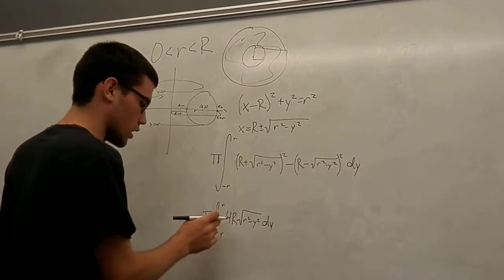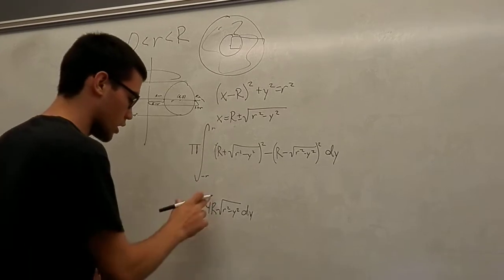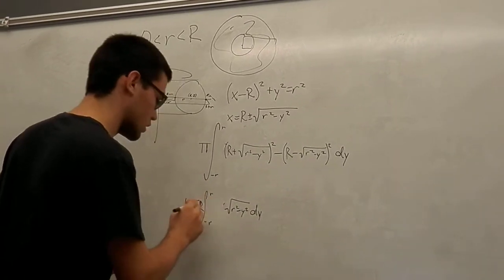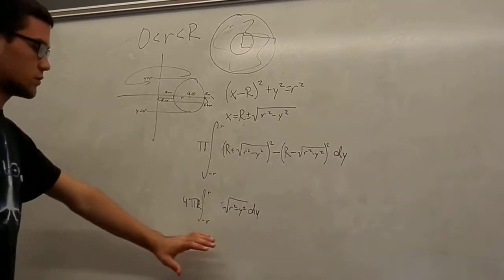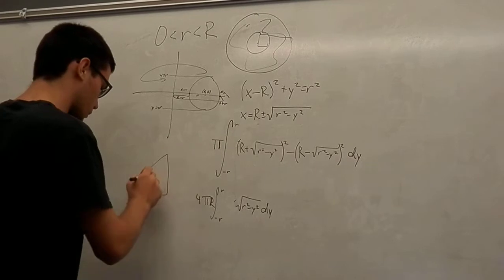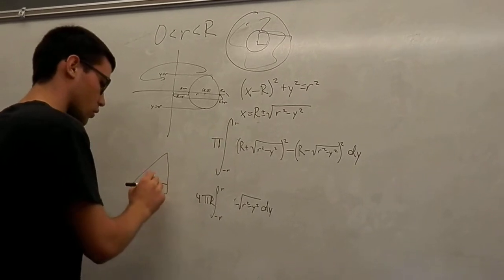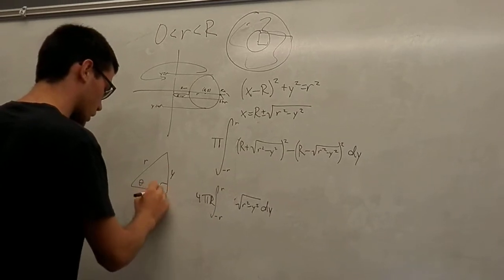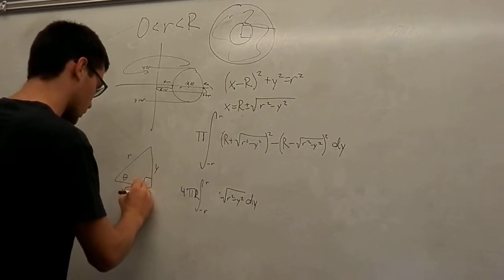And then since big R is some arbitrary constant, we can pull the 4 in that out, so we get 4 pi big R times all that. And now we can use our trig substitutions to solve this. We just get the triangle, right? There's theta, there's a right angle, and the hypotenuse is going to be r, this is going to be y, and that's going to be square root of r squared minus y squared.